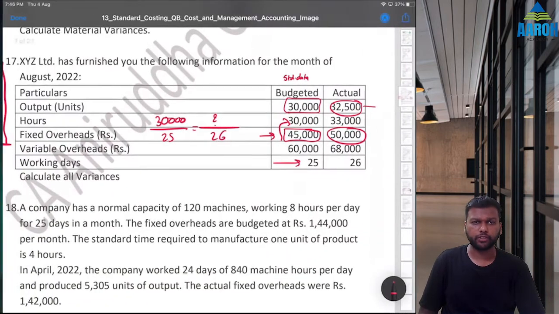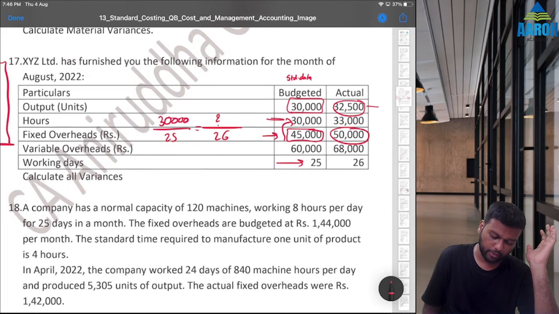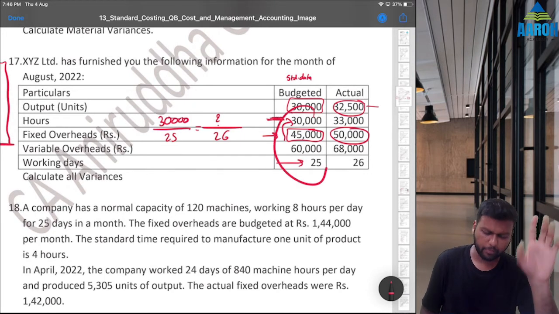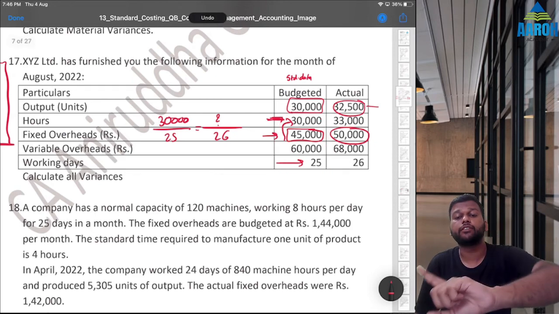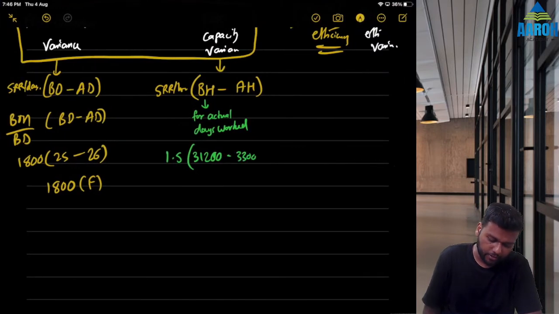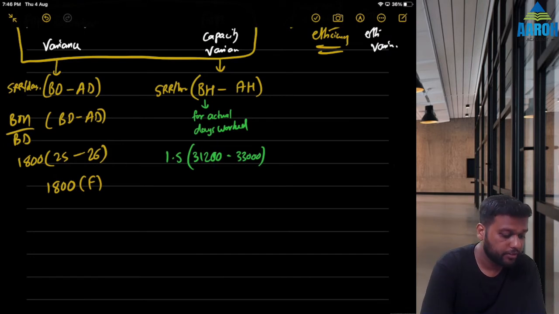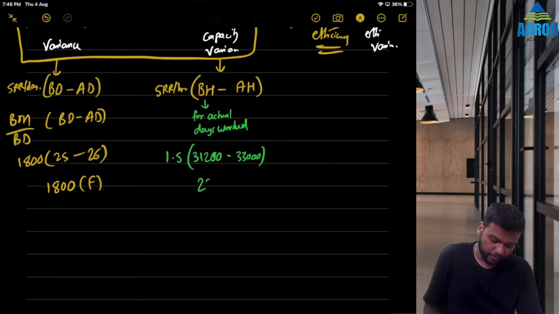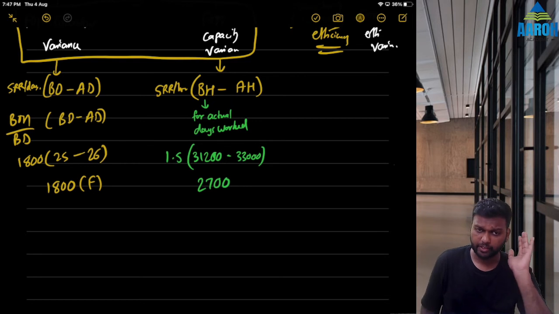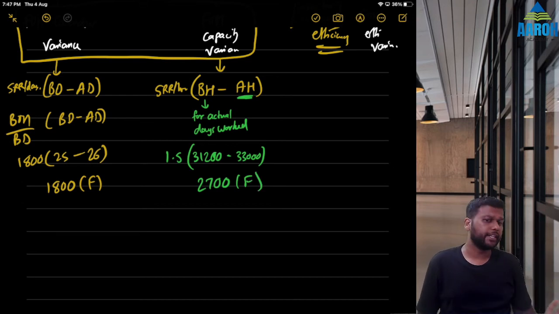Again, if you have not understood, concentrate. Budgeted hours for actual days is what? This 30,000 budgeted hours were for 25 days as per budget. But now we have to take for actual days. So for 26 it will be how much, right? And minus actual hours we have 33,000, I guess. Yes, fine. So what is it? 2,700. Again, decide whether it is favorable or adverse. You have worked for more hours, so for capacity that is good, so favorable. For efficiency that is bad, but for capacity that is good, so favorable.